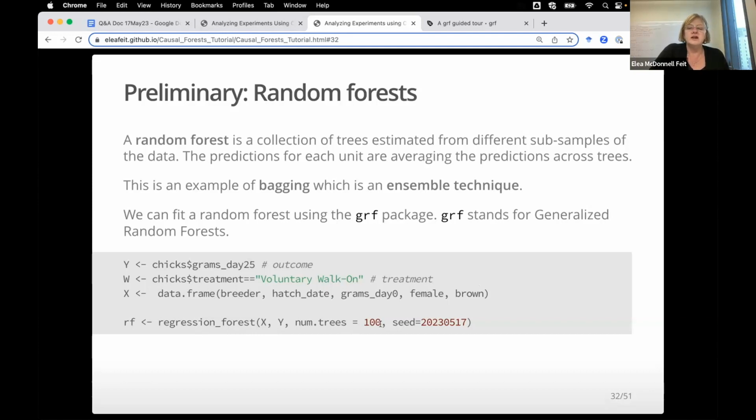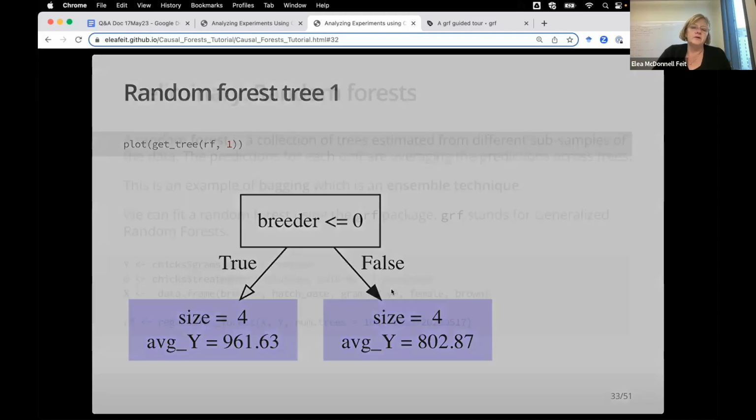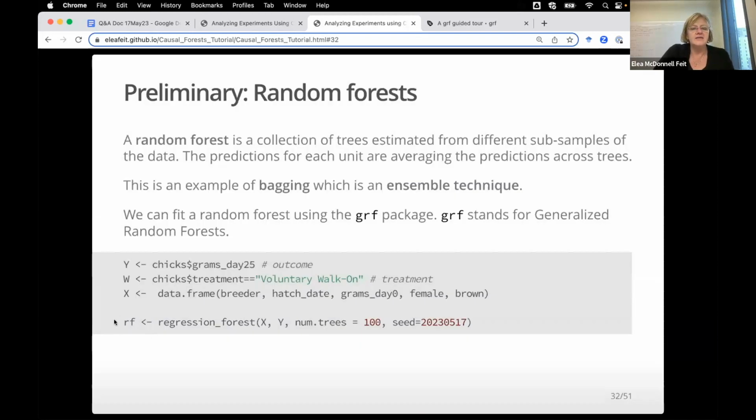I say I want a forest with 100 trees. And this process is random because we have to sample the data. So we sample the data, build a tree, sample the data, build a tree. So it's good to give it a random number seed. I gave it today's date, just so that when I run it again, I'll get the same answer, because the random forest is random. So, okay, I run that code and I assign the model object to RF for random forest. That's just my variable name, but this is the function that you need to call, regression forest.